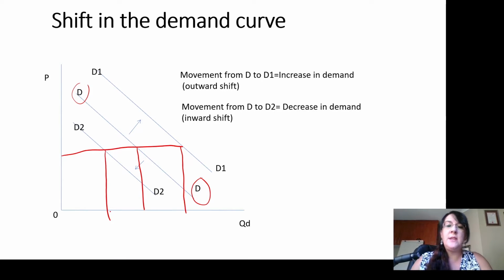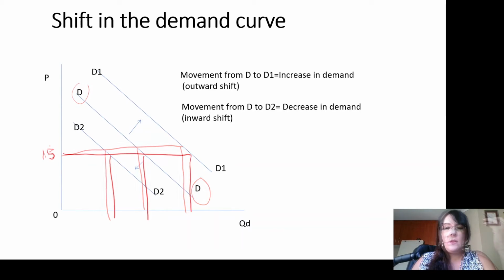Remember I said to you, for the movement along the demand curve, it is price changing affecting the quantity demanded to change, so those two variables. But when I'm looking at a shift in the demand curve, I'm saying that price is going to remain constant. So here I could make the price $15 or 15 Rand, doesn't matter. So say the price is $15. The price stays constant, but it will have different quantity demanded outcomes.